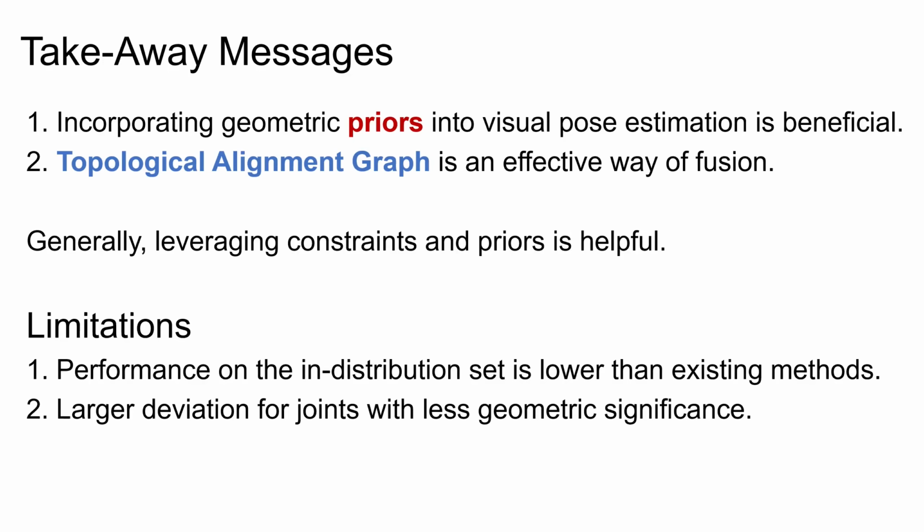We also show some limitations of our paper. Though TAG exhibits superior generalization, performance on the in-distribution set is slightly lower than existing methods, which suggests that the 3D consistency loss is less effective for in-distribution fitting when a supervision signal is available. Though the accuracy for joint angle prediction and the global 3D posture is improved, the joints near the gripper, whose impact on the 3D structure is weak, still have larger deviations. Solving these problems might be an interesting direction.